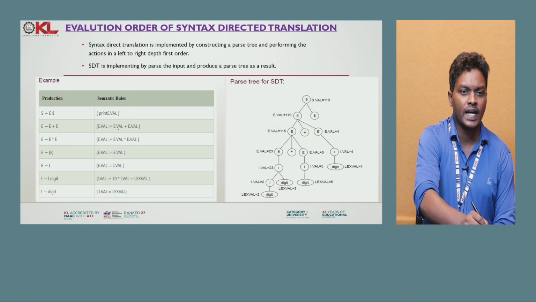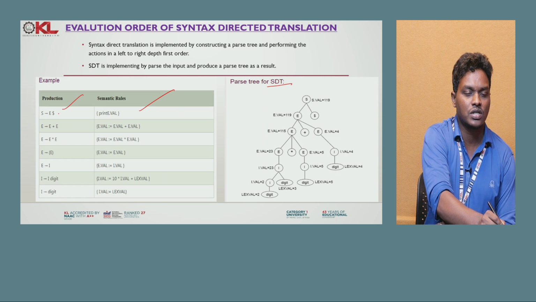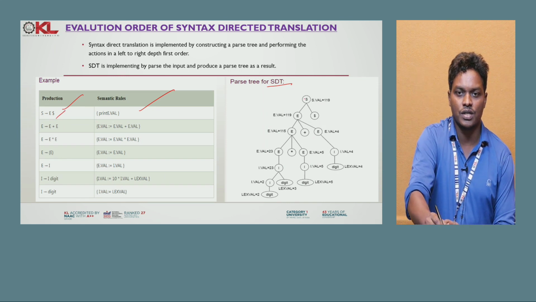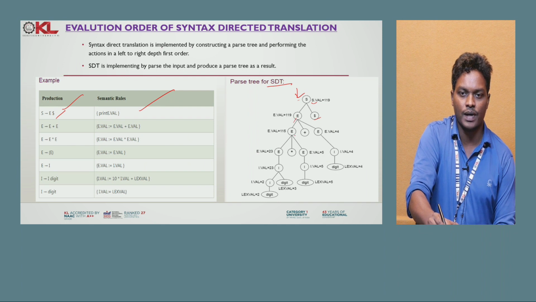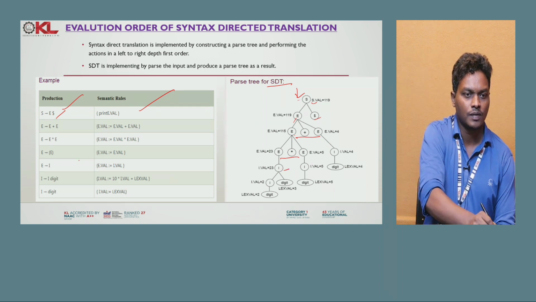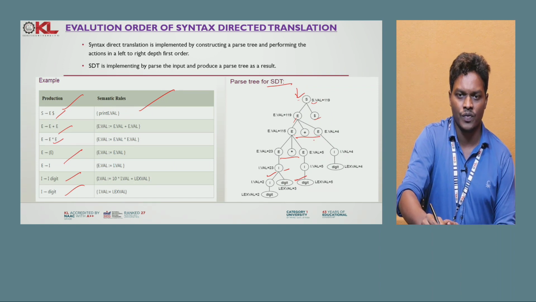So see here, for example, they have given this production and this semantic rule. This is the parse tree for the syntax directed translation. What is the first production here? S tends to E dollar. Next, E tends to E plus E. Next, E tends to E star E. Next, E tends to I. Next, I tends to digit. So this is the generation of the parse tree from top to bottom.